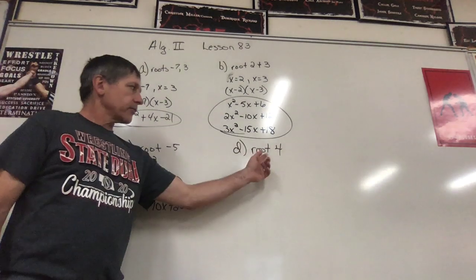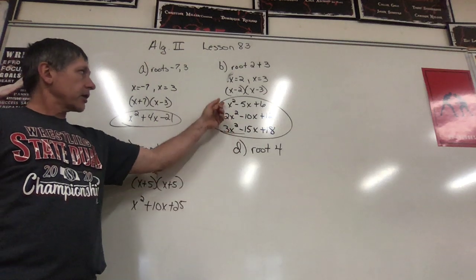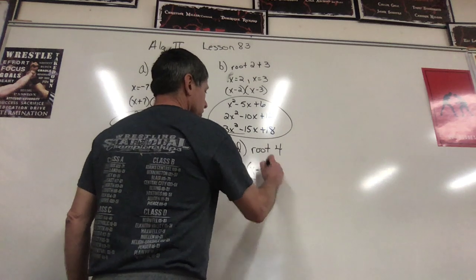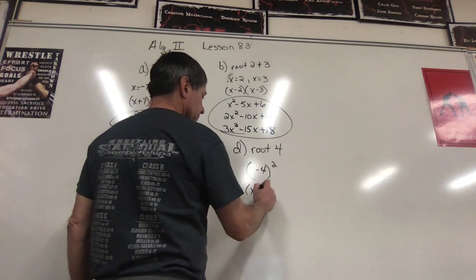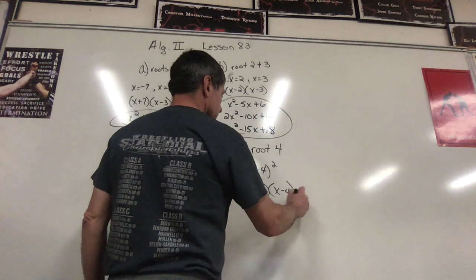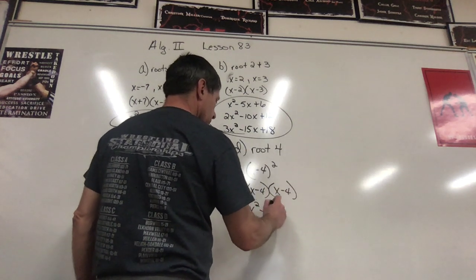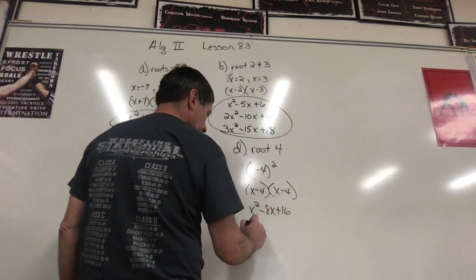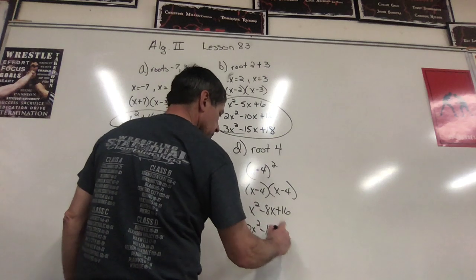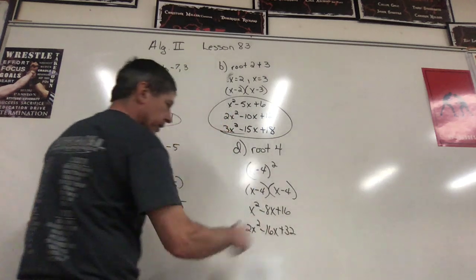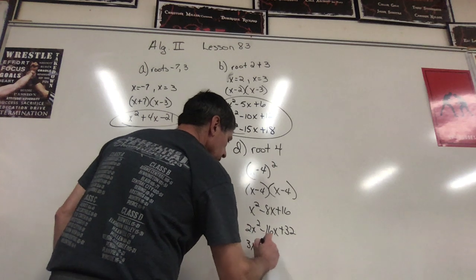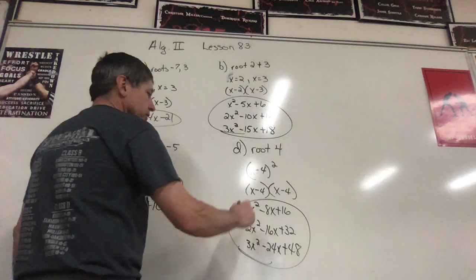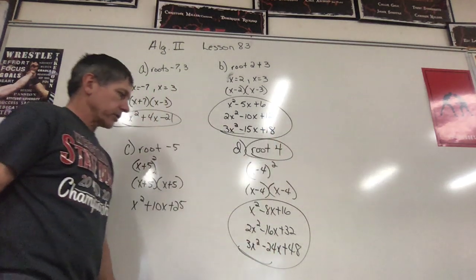Okay, same story here, except they want 3 quadratic equations that have 4 as the root. And then again, multiply by whatever you want. I'm going to keep it simple. Multiply by 2. And then I'm going to multiply by 3. And these 3 equations would all give 4 as the root.